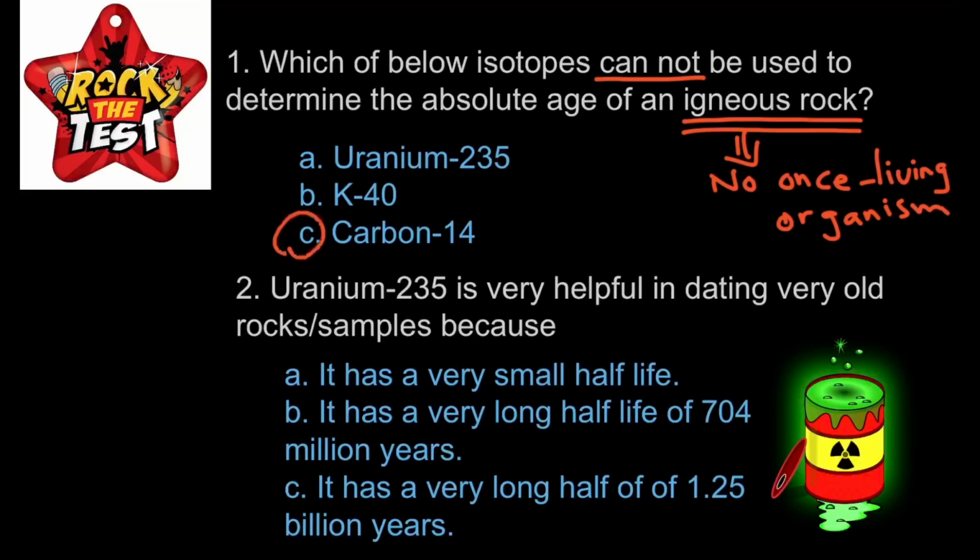Now moving on to question 2. Uranium-235 is very helpful in dating very old rocks and samples. Why is it very helpful? Option A, it has a very small half-life. We know that it does not have a very small half-life. It has a half-life of 704 million years. Option B, it has a very long half-life of 704 million years. And option C, it has a very long half-life of 1.25 billion years. 1.25 is for potassium, so that's also the wrong answer. So the right answer for this question is going to be B. It has a very long half-life of 704 million years.